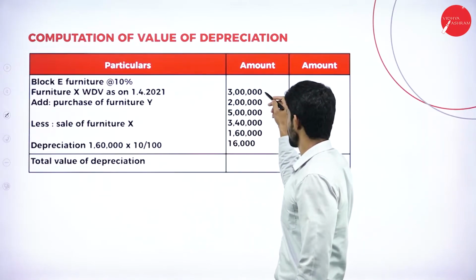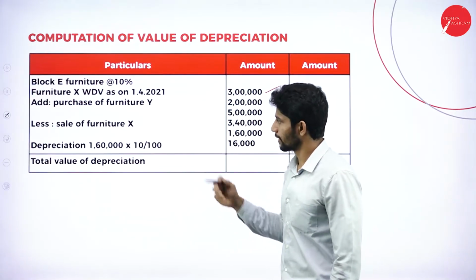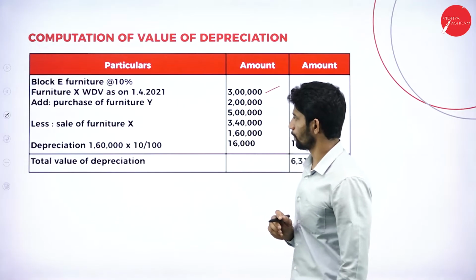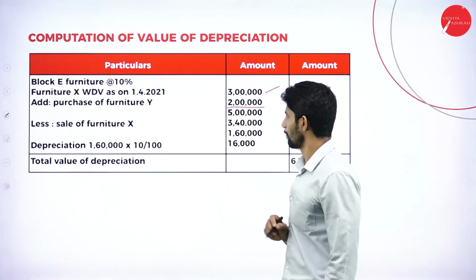Next, moving on, block E, furniture. So the value of the old furniture as on 1/4/2021 is 3 lakh. Next, add purchase of furniture Y, rupees 2 lakh. Totally how much will you get? You will get 5 lakhs.